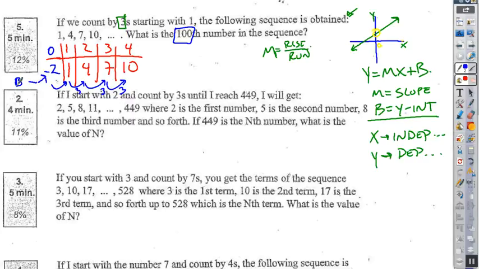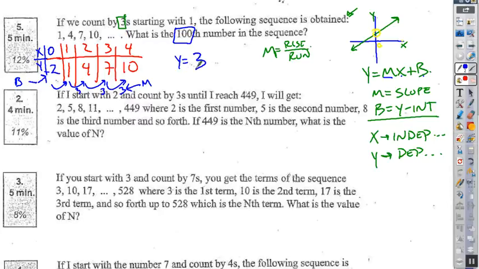So y equals mx plus b. M is my slope, that's my counting number, so my slope is right here. And b is my y-intercept. All right, so now I can write an equation for the sequence. We know that y is going to be equal to, and I guess I should include, this is my x value, this is my y value.